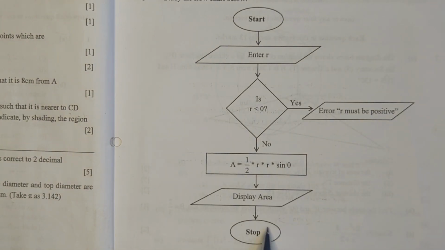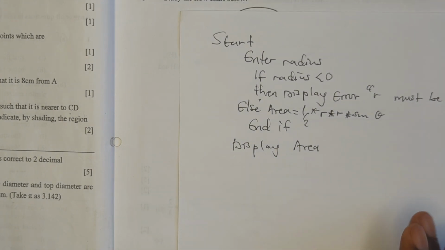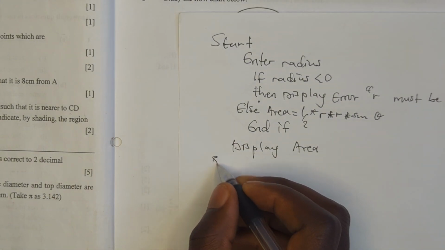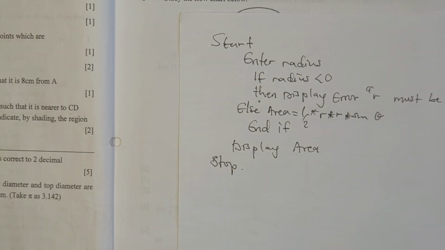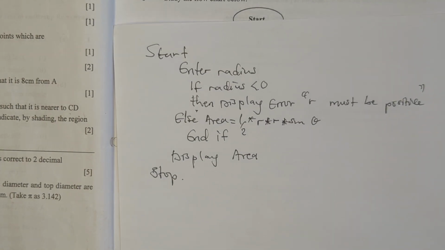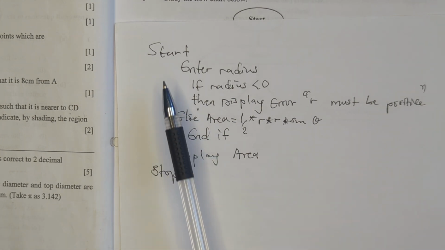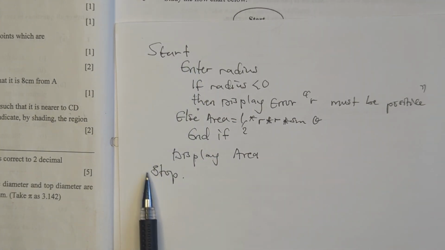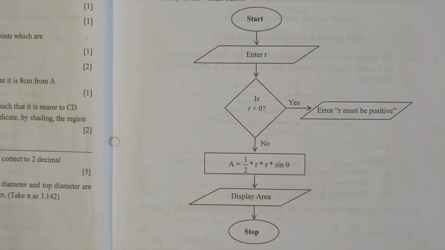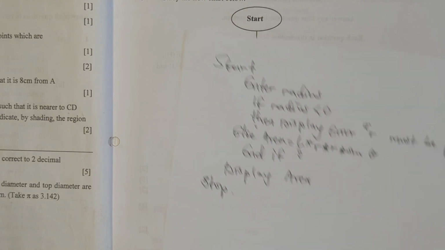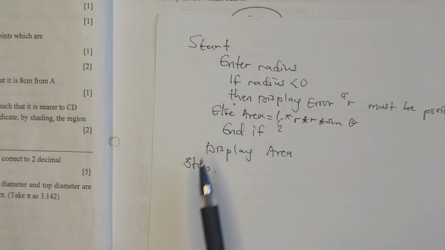The last shape is an oval which says stop. Here's what you need to take note of. When writing in pseudocode, make sure the start is in line with the stop. Why? Because the shapes are the same. Start, stop, the shapes are the same, so even in our pattern the start has to be in line with the stop.